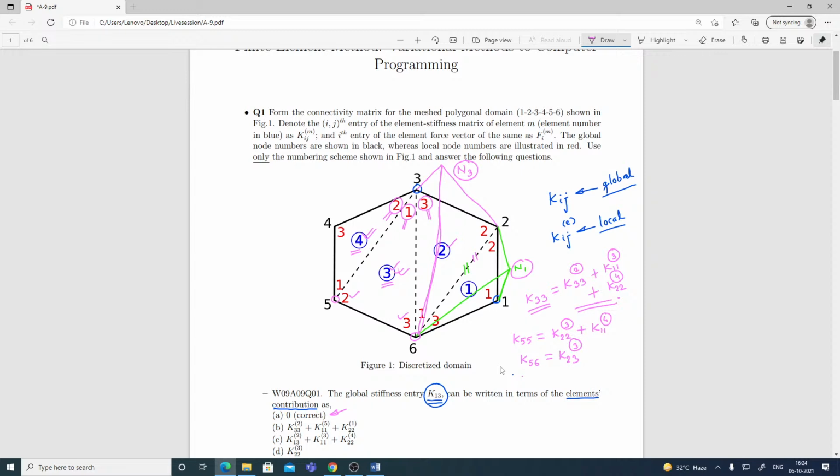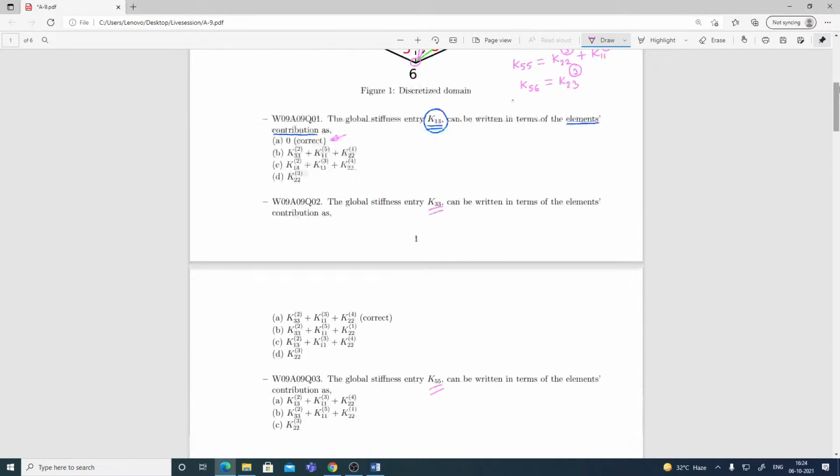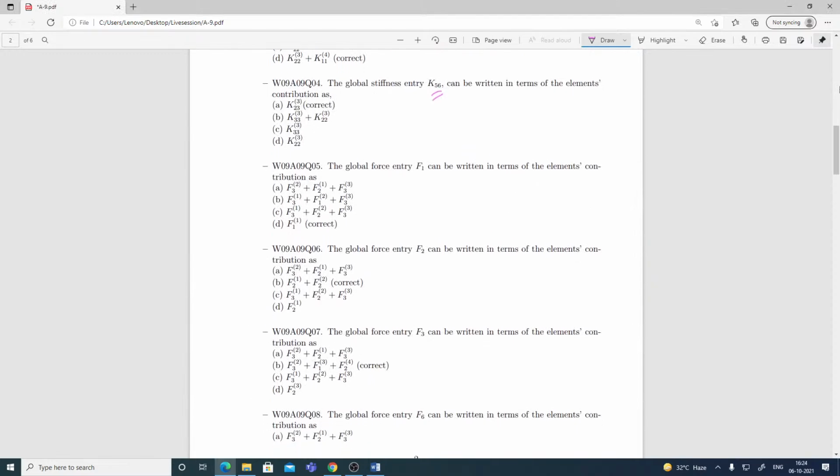Everywhere else it will be 0, because n5 is non-zero in element 4, but n6 is 0 in element 4. Similarly, n6 is non-zero in element 2, but n5 is 0 in element 2. So those will not appear. This is how you can quickly answer this.